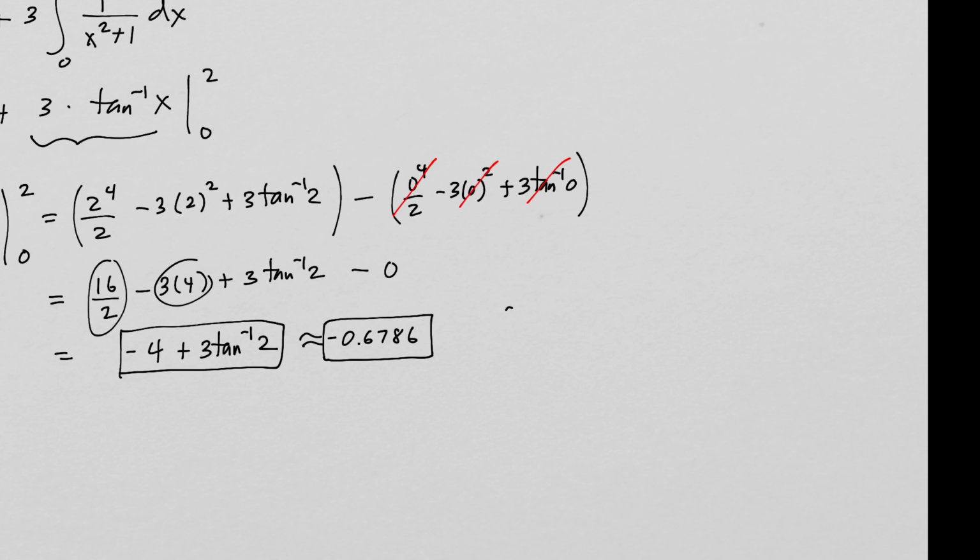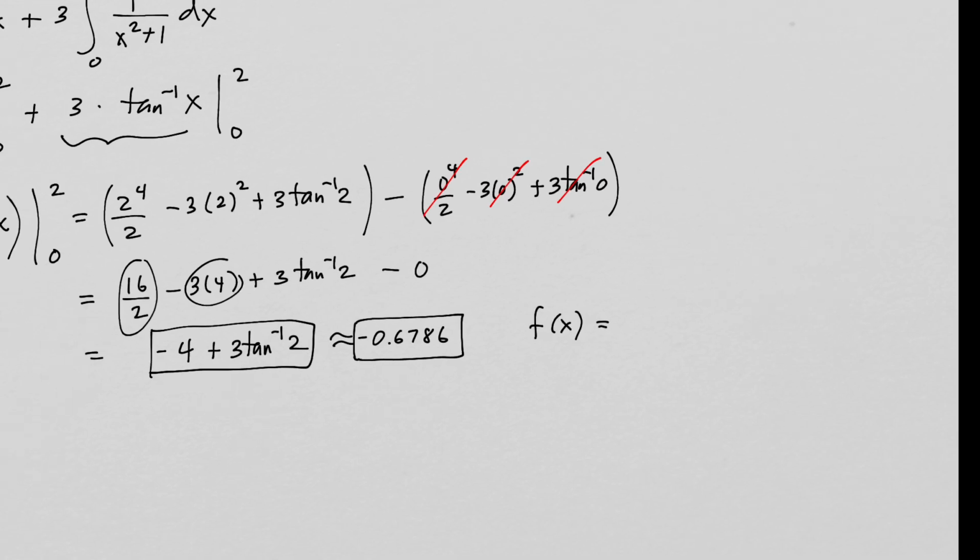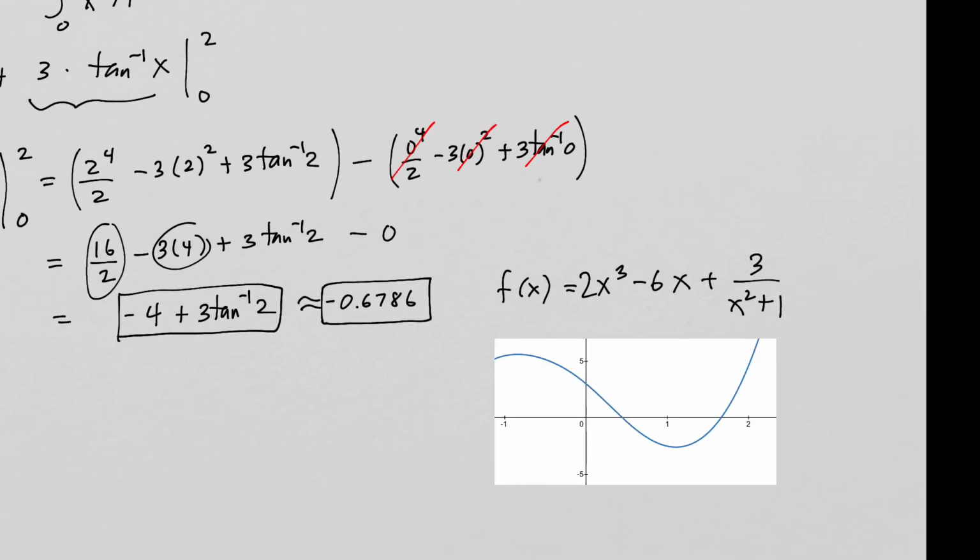so f of x is equal to 2x to the third minus 6x plus 3 over x squared plus 1. Let's bring in a graph of that. Okay, so here is that graph. We are integrating from 0 to 2. So if you look at the graph, starting at 0 and going to 2, you will see that the area under the curve is actually the area between the curve and the x-axis.